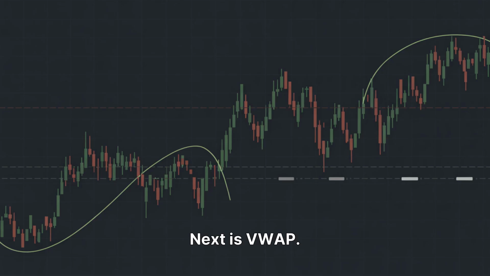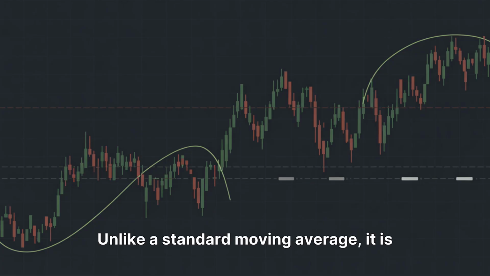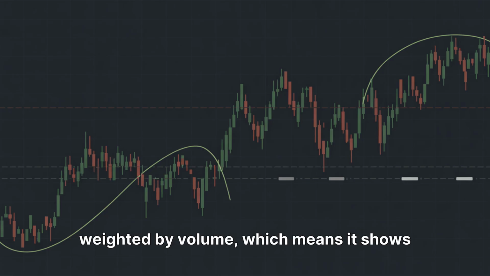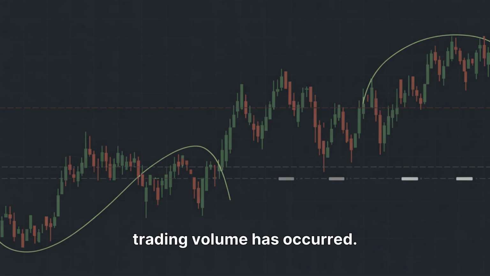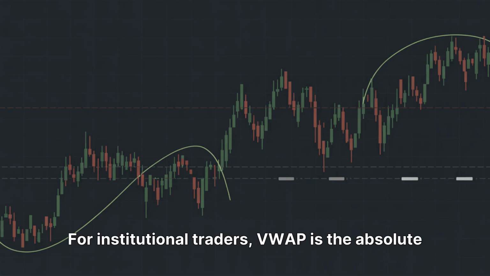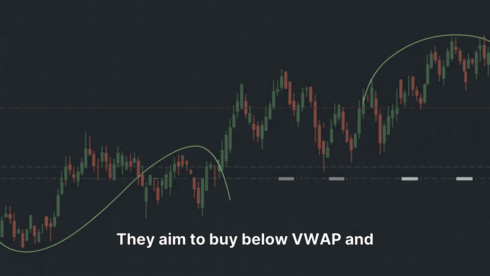Next is VWAP. Think of VWAP as the center of gravity for the trading session. Unlike a standard moving average, it is weighted by volume, which means it shows the true average price where the most trading volume has occurred. For institutional traders, VWAP is the absolute benchmark. They aim to buy below VWAP and sell above it to minimize their impact on the market.